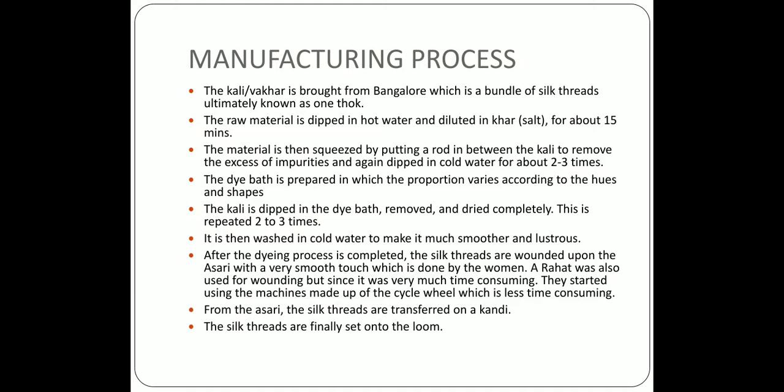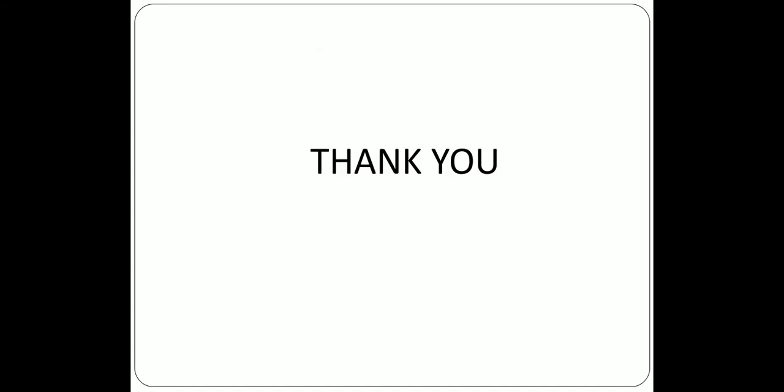After the dyeing process is completed, the silk threads are wound upon the asari with a very smooth touch, which is done by the women. A rahat was also used for winding, but since it was very time consuming, they started using machines made up of cycle wheels, which are less time consuming. From the asari, the silk threads are transferred onto a kandi. The silk threads are finally set onto the loom.